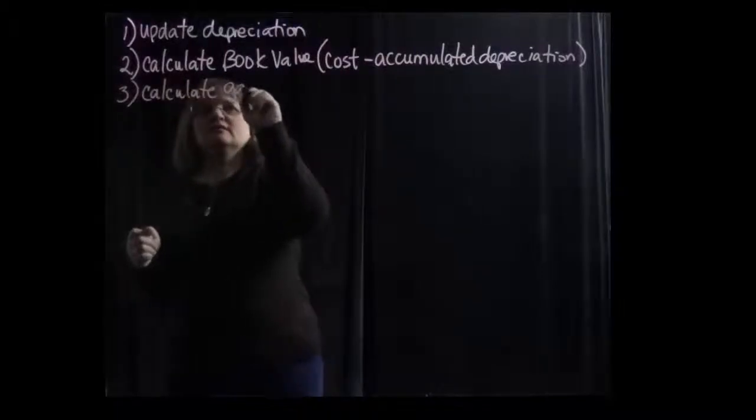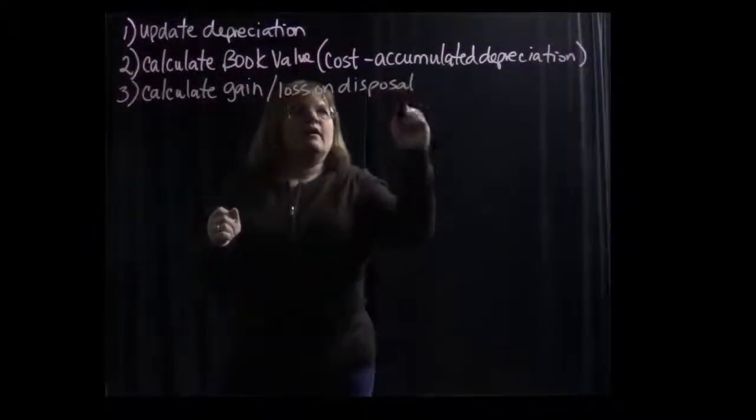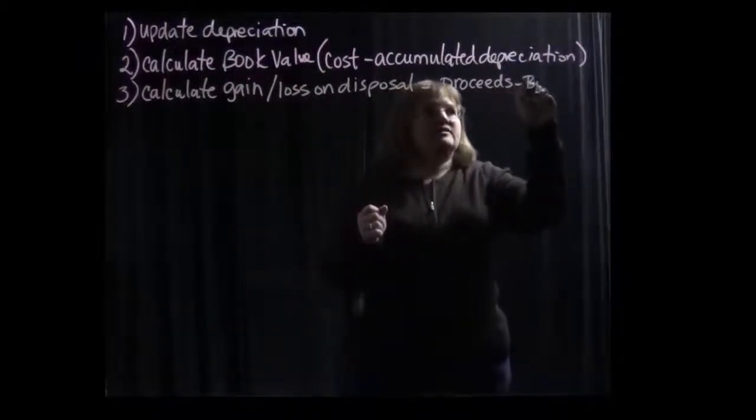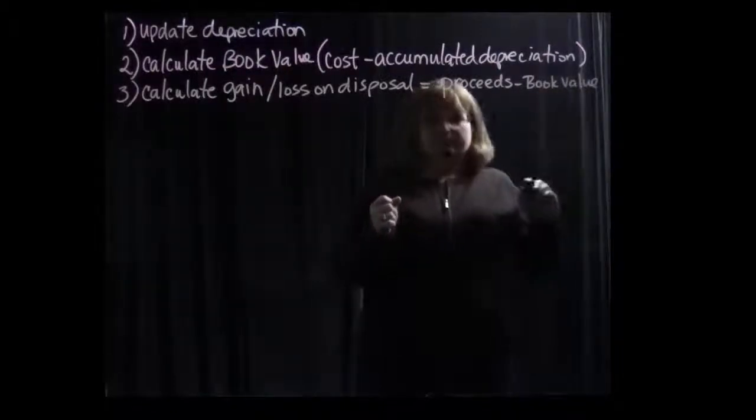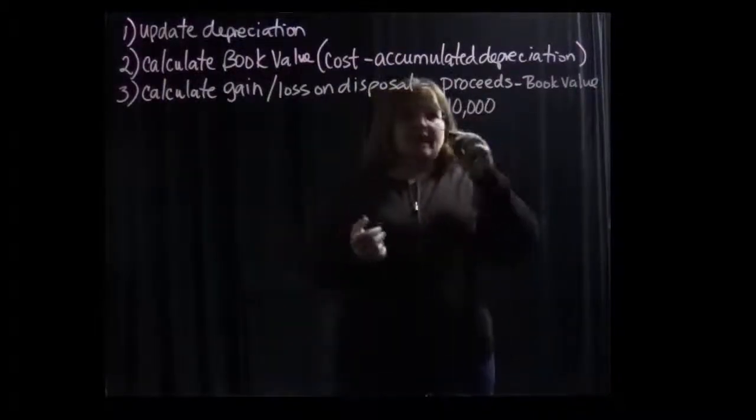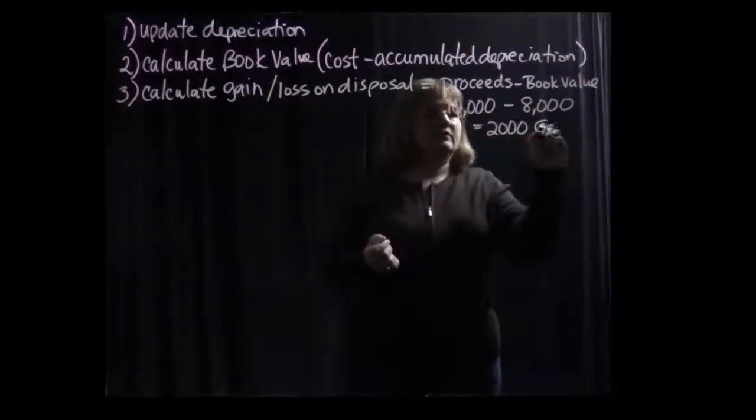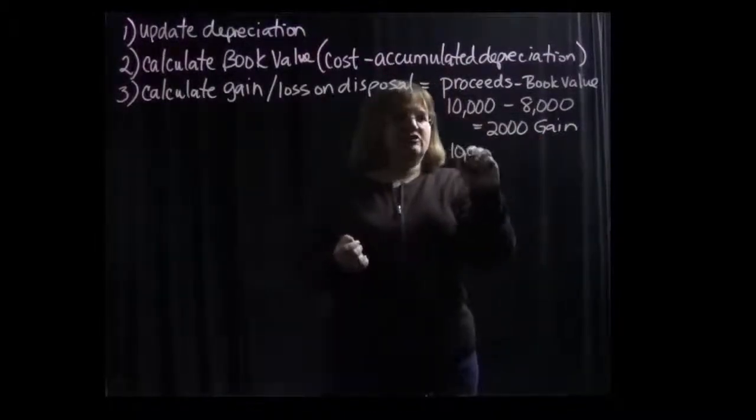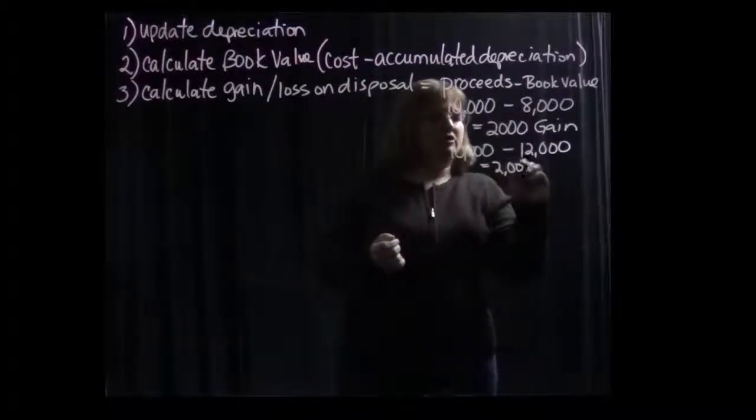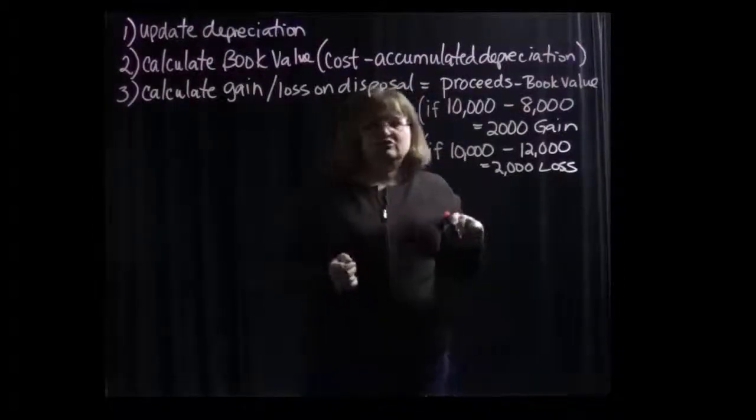Then you're going to calculate any gain or loss on the disposal. And that will be calculated as the proceeds, if there were any, minus the book value. So for example, if you sold the asset for $10,000 and it had a book value of $8,000, then you had a $2,000 gain. If you sold the asset for $10,000 and the book value was $12,000, then you had a $2,000 loss. Okay, so these are just hypothetical scenarios.